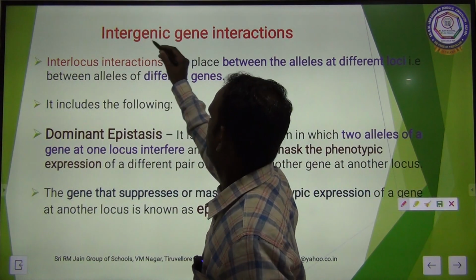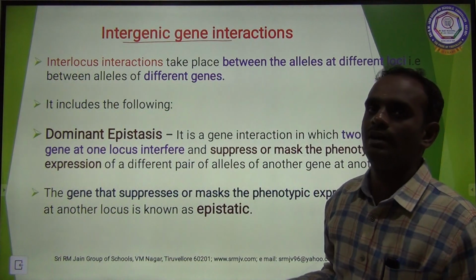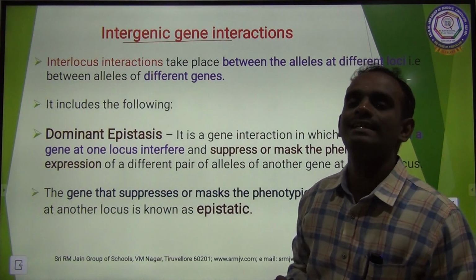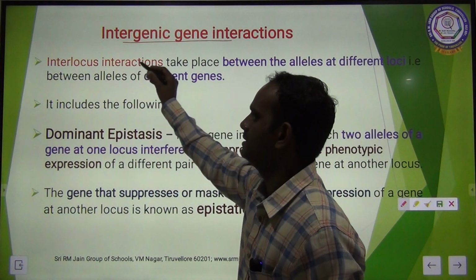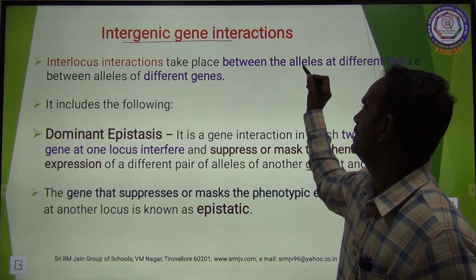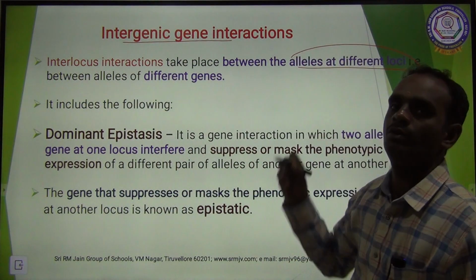Intergenic gene interaction is also called interlocus gene interaction. So, the interlocus gene interaction takes place between the alleles of different loci.